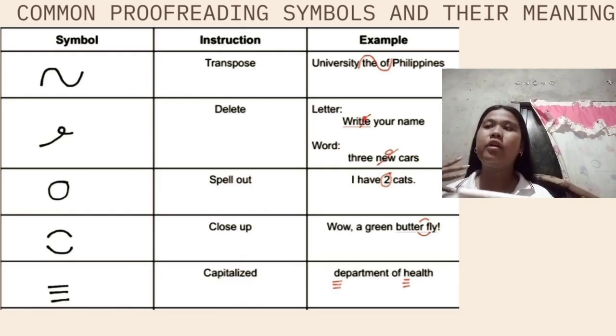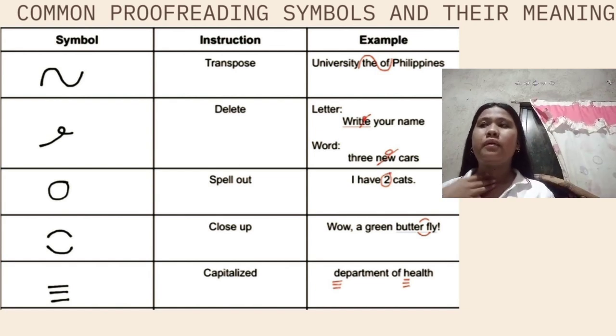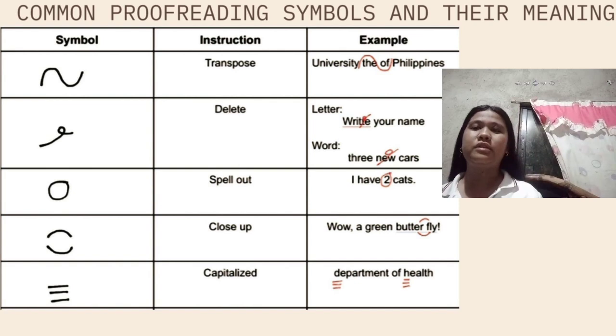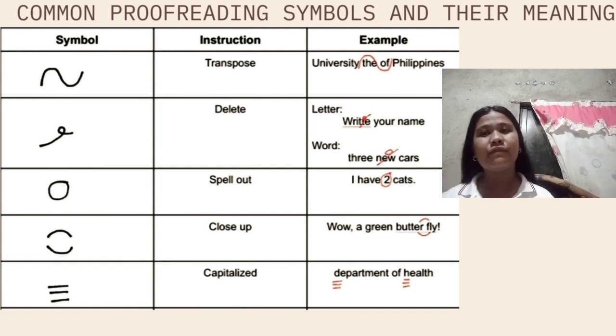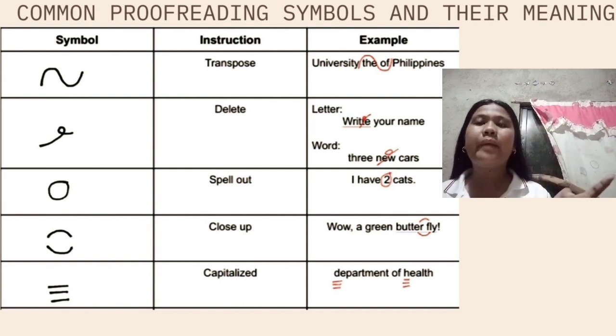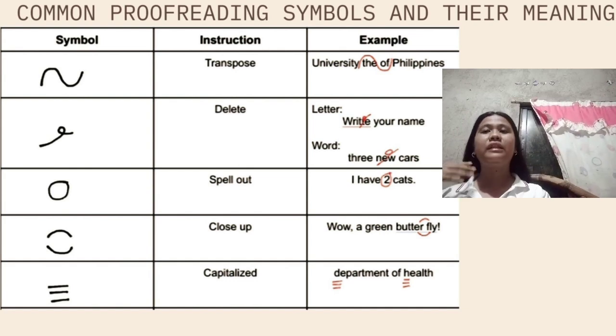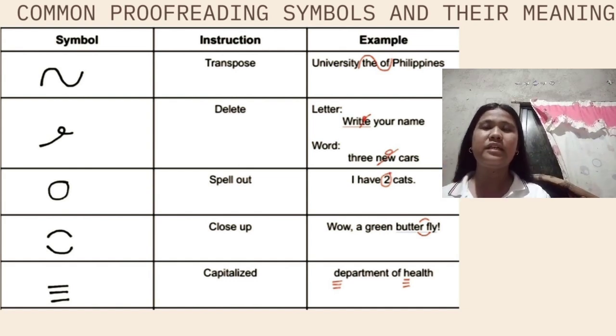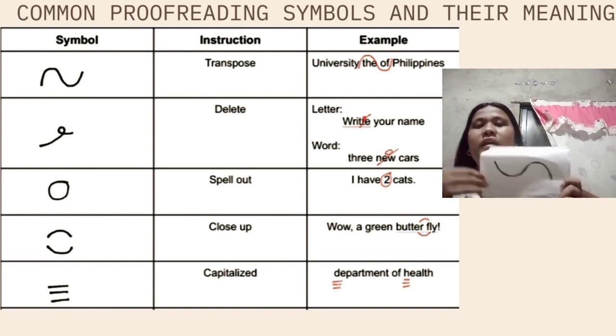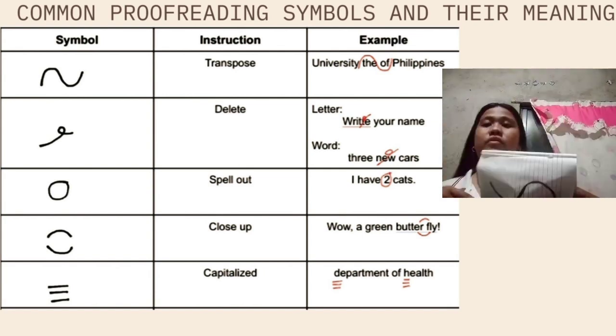Okay, so now we are going to talk about the copy reading and proofreading symbols. But before that, I want to clarify that this camera is inverted. So everything that you're going to see is in inverted form. It may affect the symbols that I'm going to share with you.